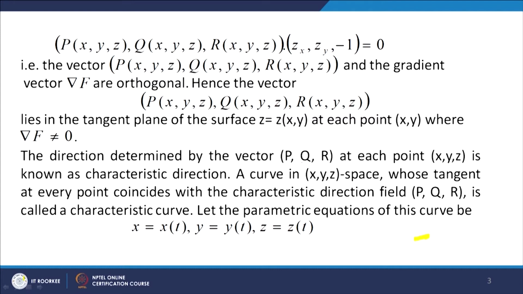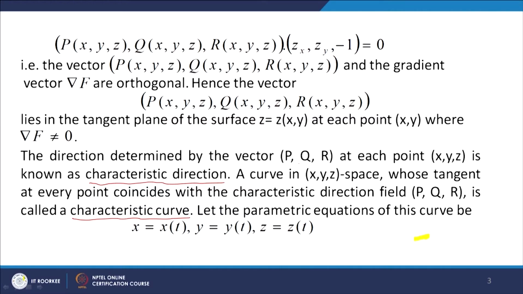Now the direction determined by the vector (P, Q, R), which we are writing in short as PQR, at each point (x, y, z) is known as the characteristic direction. A curve in x, y, z space whose tangent at every point coincides with the characteristic direction field PQR is called a characteristic curve. At each point of this characteristic curve, the tangent coincides with the characteristic direction, that is the direction given by the vector PQR.